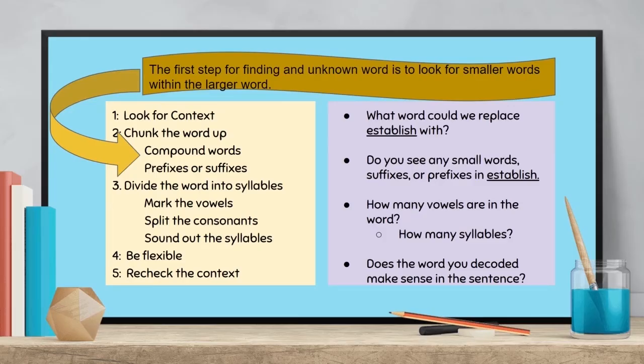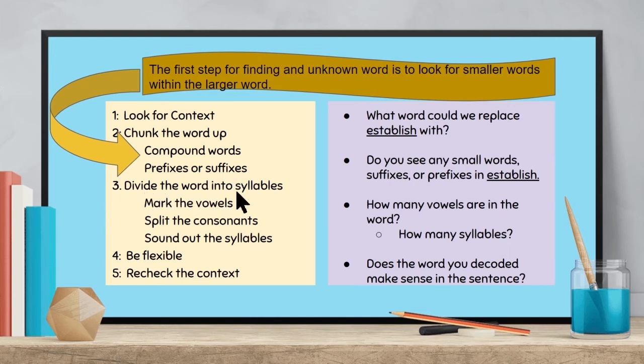What we want to get into now is the real meat of what we're going to be doing in these lessons. So the first step to finding an unknown word is to look for smaller words within the larger word. That's the first thing we're going to look for. We're going to look for compound words, right? We always want to think about the context of what we're reading, right? And then what we are taught to do in these lessons is to chunk a word up. We look for compound words. We look for prefixes or suffixes, which we'll start learning all of those soon. We've already learned a couple of them.